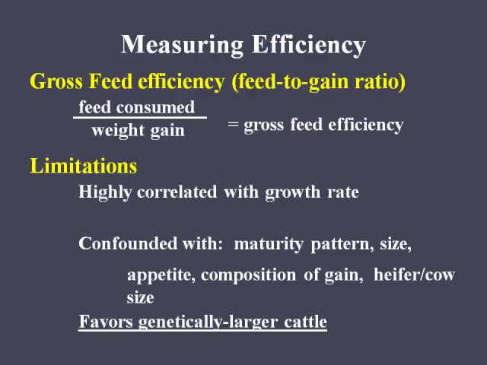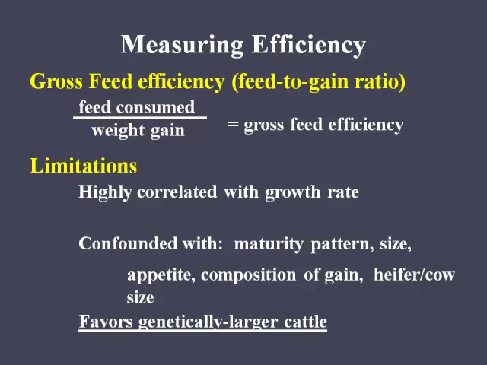For many years we've used gross feed efficiency, which you might also know as feed to gain ratio. It's simply the amount of feed consumed divided by the weight gain of an animal or a group of animals, and that gives us this gross feed efficiency or feed to gain ratio. One of the issues with feed to gain ratio is that it's highly correlated with growth rate, and it's confounded with maturity pattern, size, appetite, composition of gain, and heifer cow size.